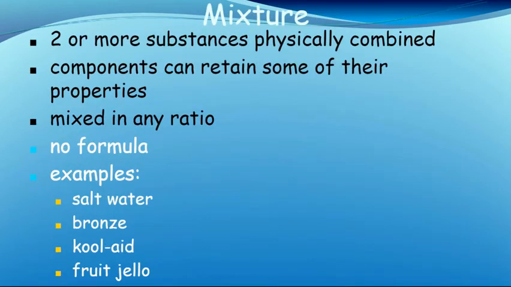The next one we have are mixtures. Mixtures are two or more substances physically combined. So compounds are chemically combined, mixtures are physically combined. And what that means is that since it's physically combined, we can take it apart. And each component does maintain its own properties. Even though they're mixed, they still behave as they did when they weren't. So the ratio from which they are mixed is going to be all over the place. There's no formula for these. And some examples would be things like Kool-Aid, Jell-O, salt water.